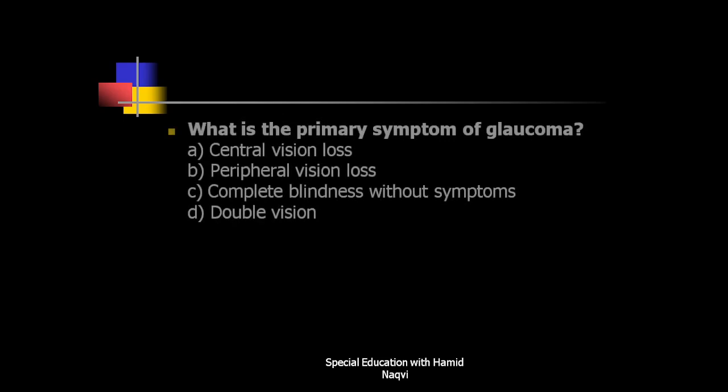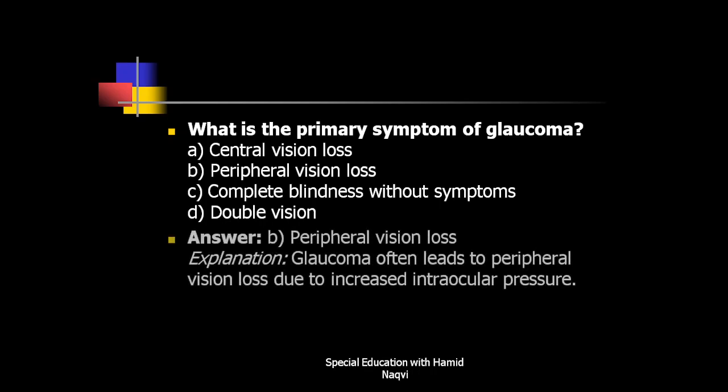Next MCQ is what is the primary symptom of glaucoma? Central vision loss, peripheral vision loss, complete blindness without symptoms, double vision. The answer is peripheral vision loss. Glaucoma often leads to peripheral vision loss due to increased intraocular pressure.